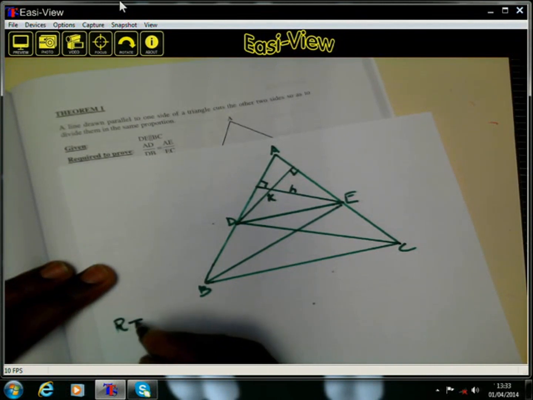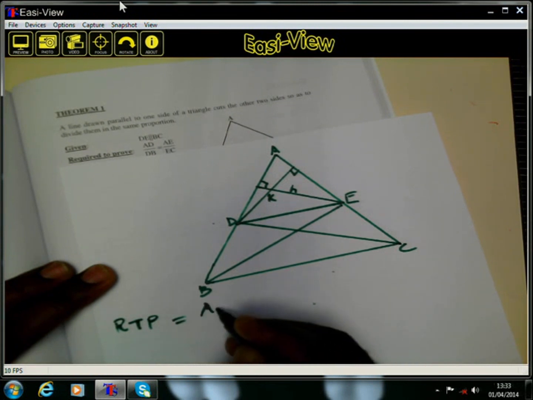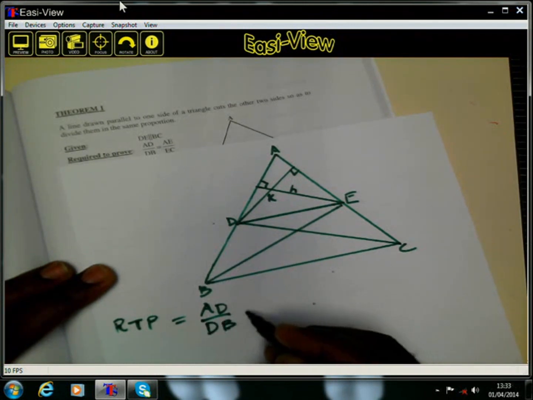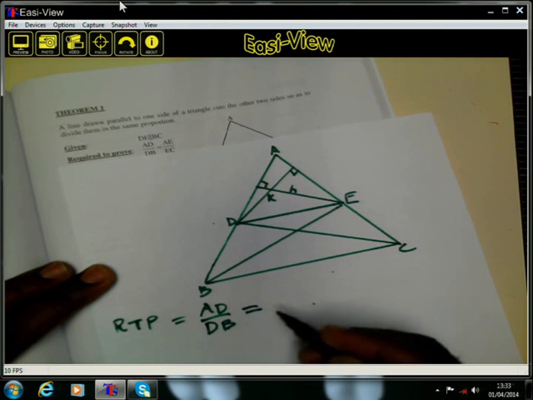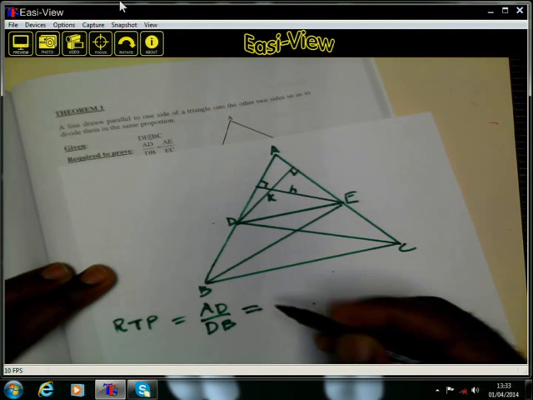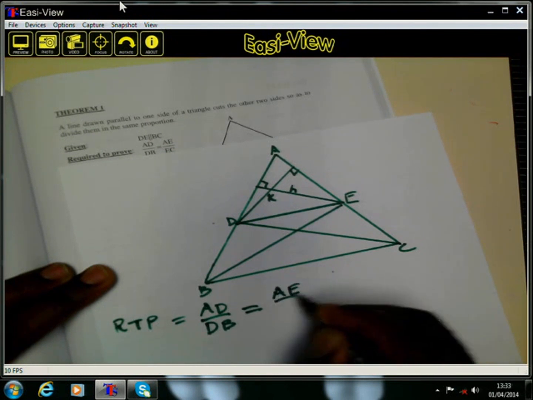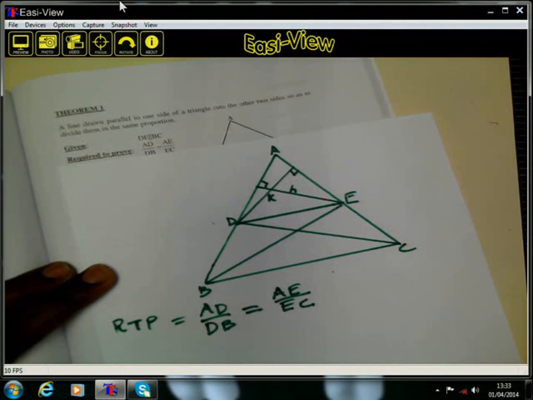Fine. Now I want us to prove that indeed, remember, the essence of this theorem is, let me write it down, required to prove that side AD over side DB are equal and in proportion to side AE over side EC. That is what is requested of us.